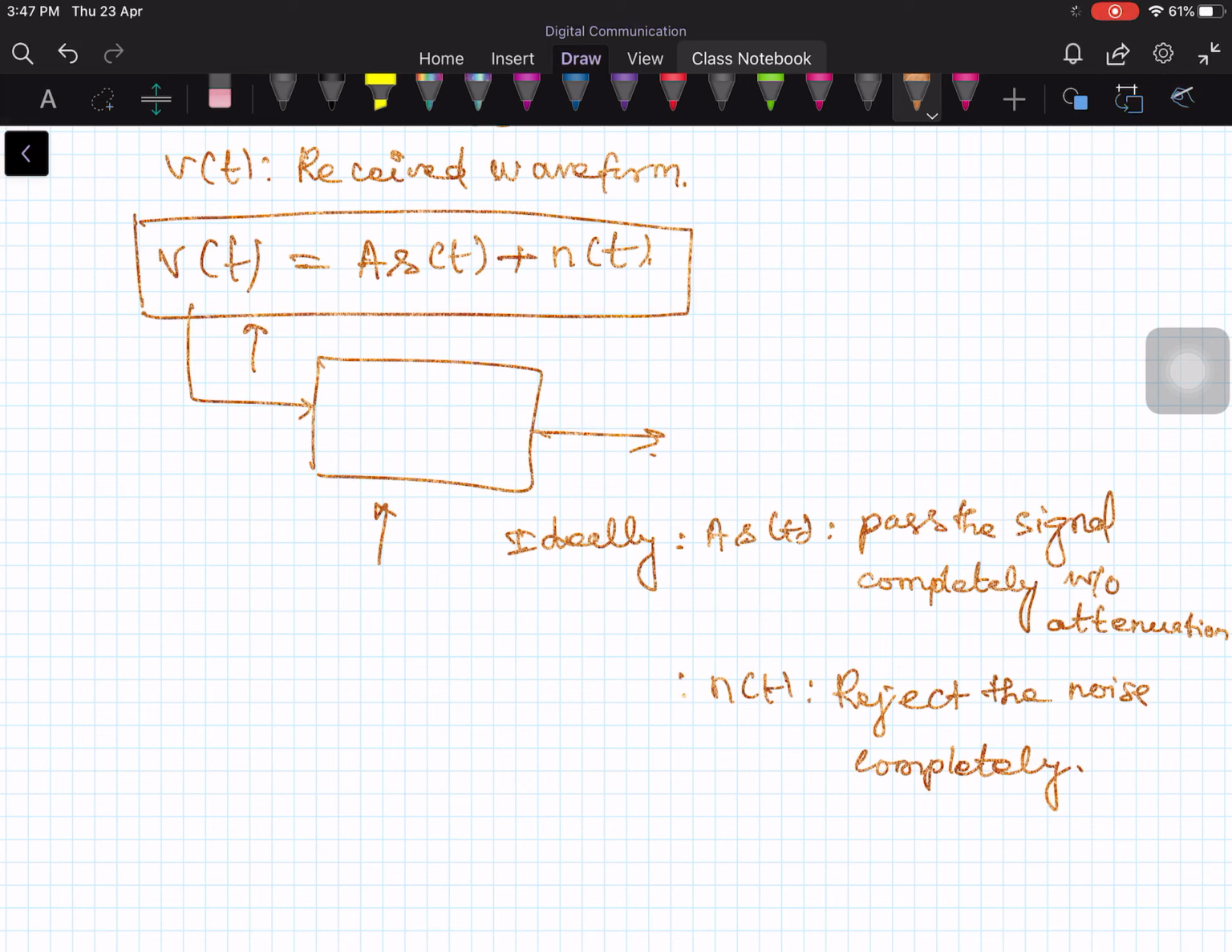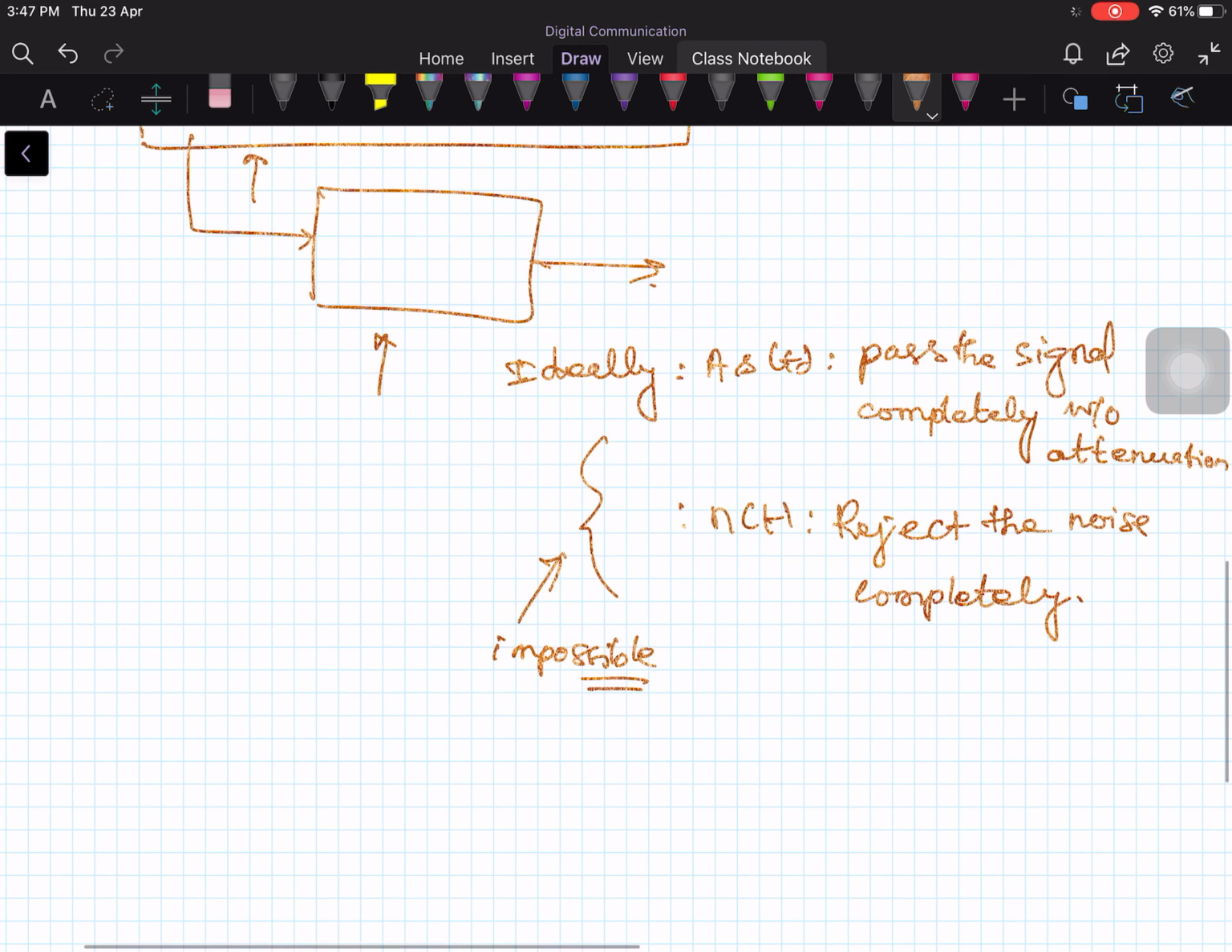Okay, and it should reject the noise completely, but this is something that is not going to be possible to do, but this is the ideal condition. This is impossible. So in such a case, what shall I do? Because these both are mingled with each other and we cannot do that.